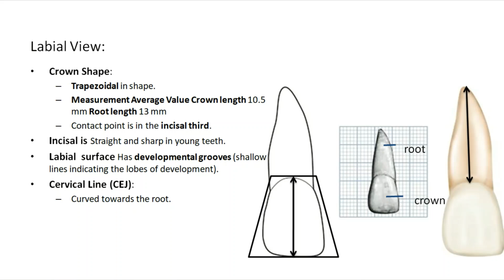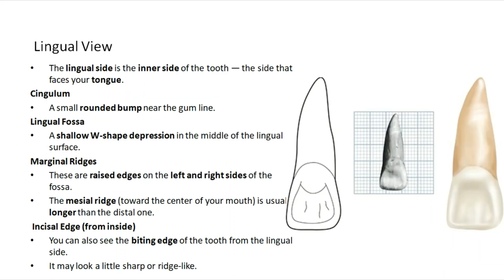The incisal edge is straight and sharp in young teeth. The labial surface has a developmental groove, a shallow line indicating the lobe of development. We will see the cervical line curved toward the root.